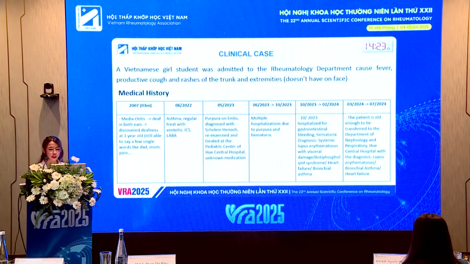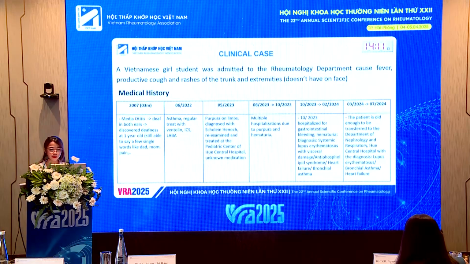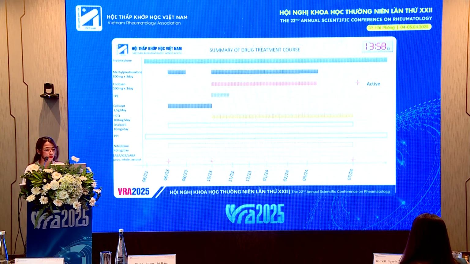Her complex medical history began at 3 months old with bilateral deafness following otitis media, and mutism at 1 year old. She has a history of asthma, purpura, GI bleeding, and hematuria episodes. From March to July 2024, she was diagnosed and treated for SLE, asthma, and heart failure. The chart above summarizes the patient's medication history. We can see that she has had episodes of using various immunosuppressants, such as cyclophosphamide, mycophenolate mofetil, corticosteroids, and even plasma exchange.